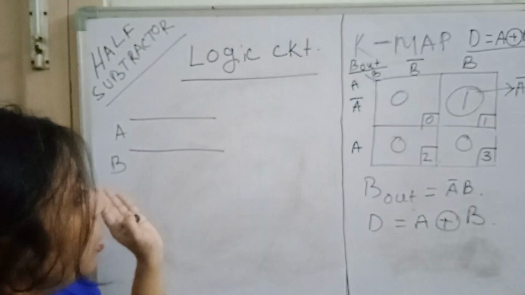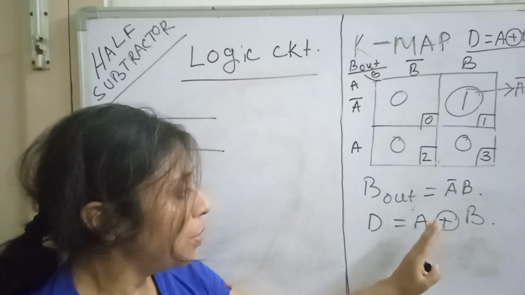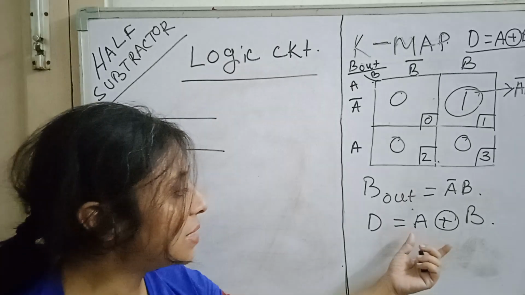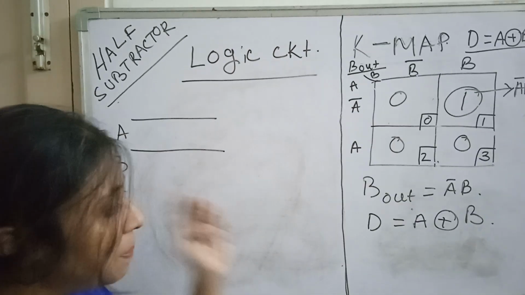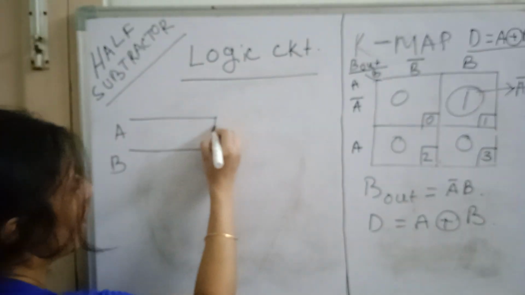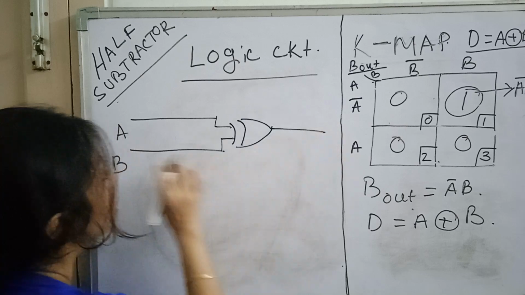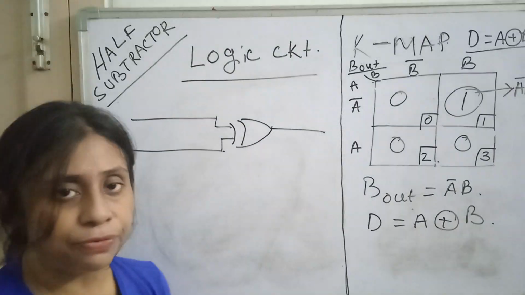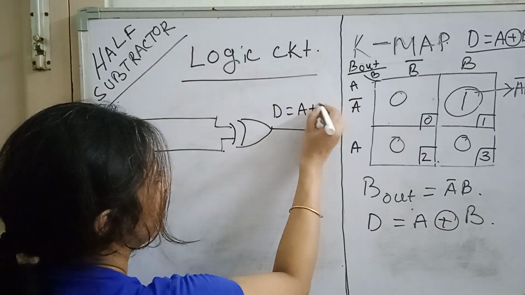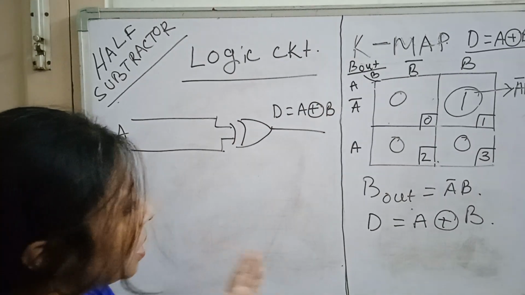Now, what is the expression for difference? A XOR B. So, we just need to put an XOR gate and pass these two inputs A and B through that XOR gate to have this output line. As there are two inputs, a two input XOR gate is sufficient for this. So, this is your difference, A XOR B.